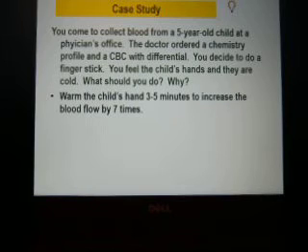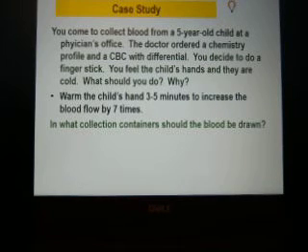Okay, we want to warm the child's hand for about 3 to 5 minutes to increase the blood flow by 7 times. Why? That's why. So in what collection container should the blood be drawn? We're looking at a chemistry profile and a CBC with differential.